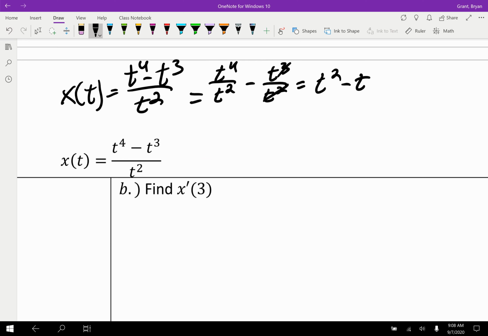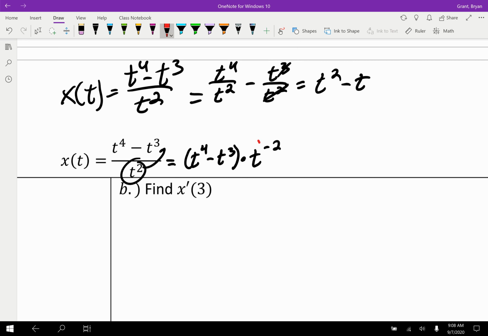Another way you can do it, and this is also a popular method, is you could rewrite this as t to the fourth minus t cubed times, and then we're just going to bring this guy up. Notice I grouped the top, the numerator, in parentheses. We do need to do that, and we're going to multiply by t to the negative second, because whenever we change a term's location in a fraction, you have to change your exponent sign.